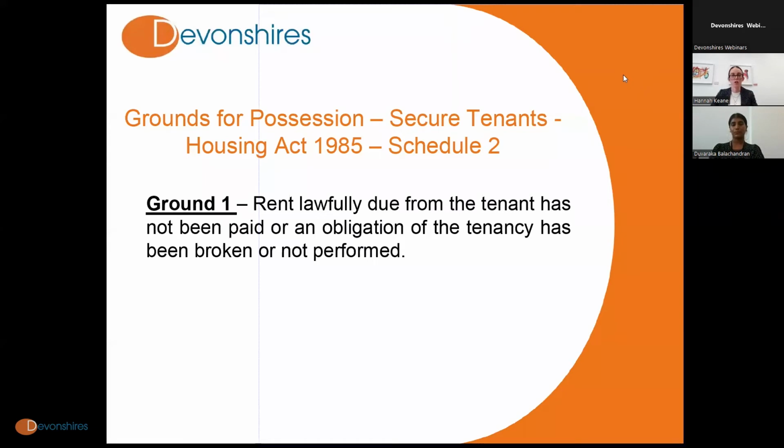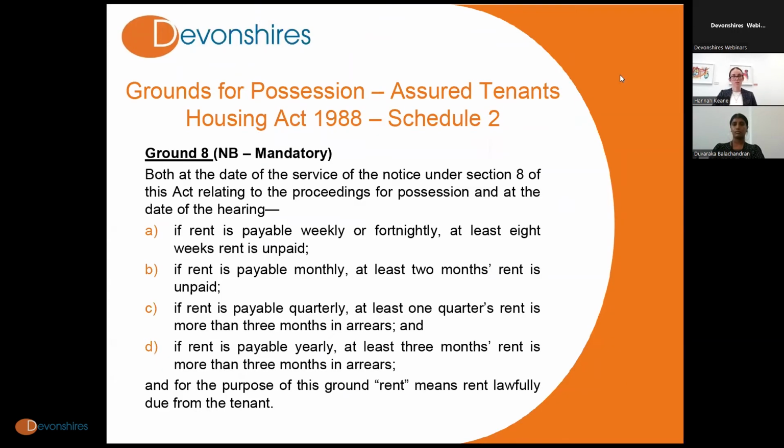So diving straight in on the grounds for possession with the secure tenants, obviously any of you with local authorities will be dealing with these mainly. It's ground one, rent lawfully due from the tenant has not been paid or an obligation of the tenancy has been broken or not performed. So there's only one rent ground for secure tenants, and that is in Schedule 2 of the Housing Act 1985. Next slide, please, Duva. Thank you.